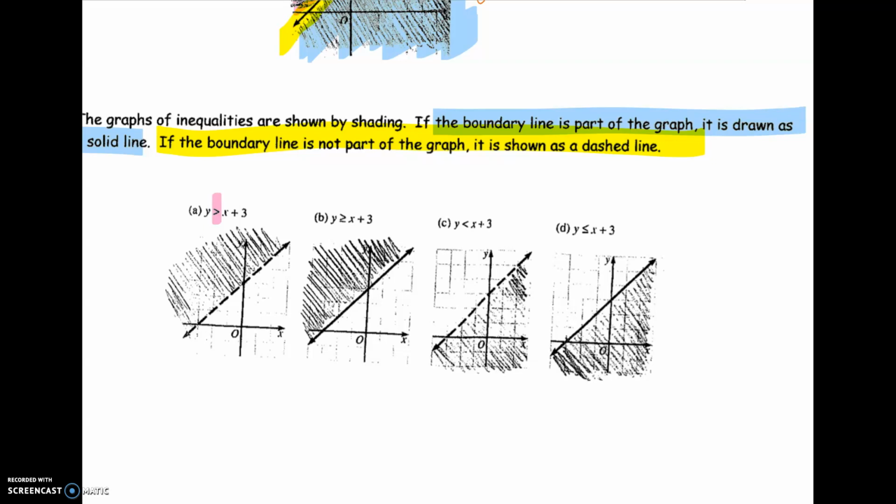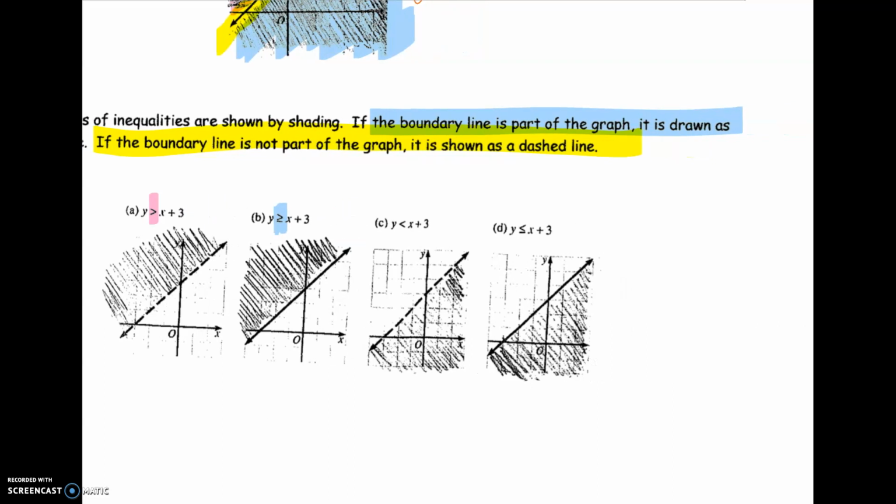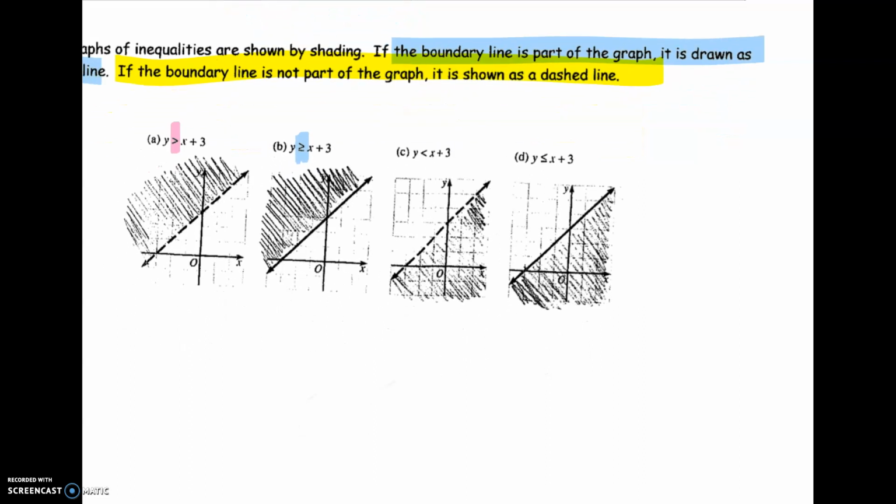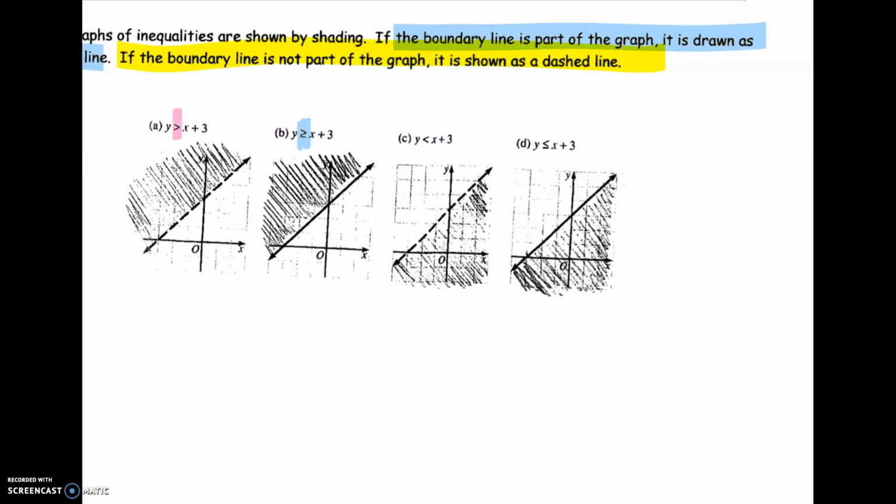However, in B, we have y is greater than or equal to x plus 3. Having the equal to symbol under the greater than tells us that the points on that line will be included in the solution. Likewise, we have in C, y is less than x plus 3. It does not have an equal with our less than symbol, so it's everything below the line, but the points on the line are not included. And then in D, y is less than or equal to x plus 3. It does include the points on the line. They are solutions because it has the equal to with it.